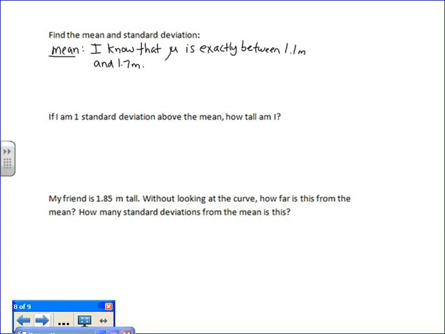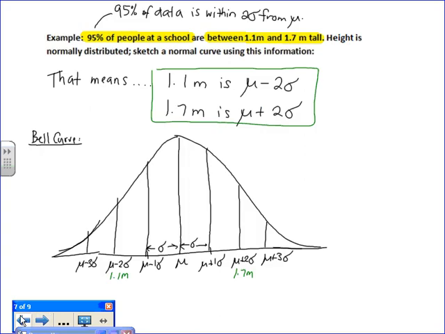I know it's right in between there. So let's go ahead and find it. Let's just take the average of those. So I'm going to say the mean is equal to 1.1 plus 1.7 divided by 2 because I want to go right halfway in between them. Well, 1.1 plus 1.7 is 2.8, divided by 2 is 1.4 meters. There's the mean, right directly in between them. All right, so going back to my curve for a minute, I can draw that in. So the mean is at 1.4 meters.